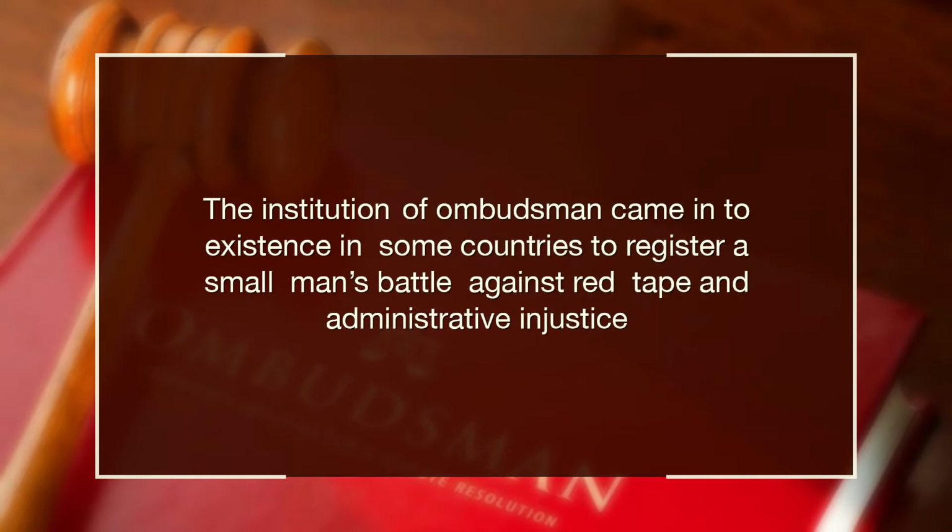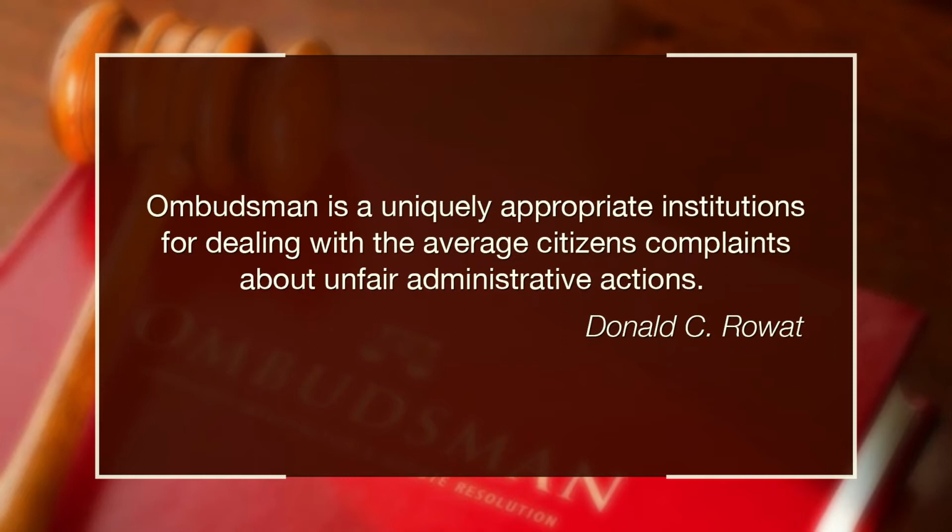The institution of Ombudsman came into existence in some countries to register a small man's battle against red tape and administrative injustice. The earliest democratic institution created in the world for the redressal of citizens' grievance is the Scandinavian institution of Ombudsman. Donald C. Robert, an international authority on the Ombudsman, calls it a uniquely appropriate institution for dealing with the average citizen's complaints about unfair administrative actions.